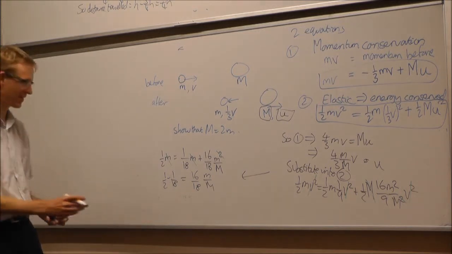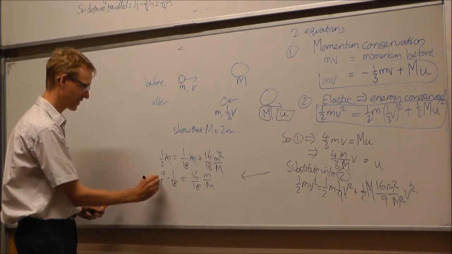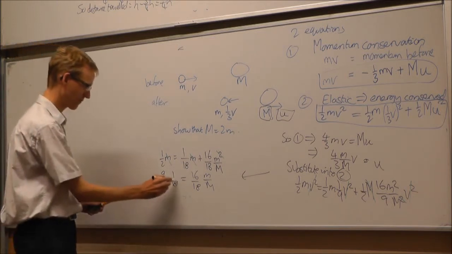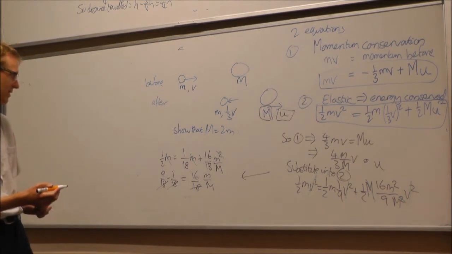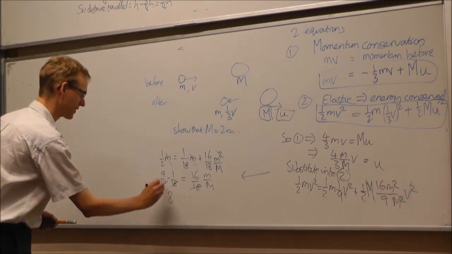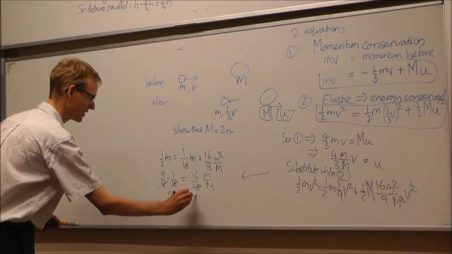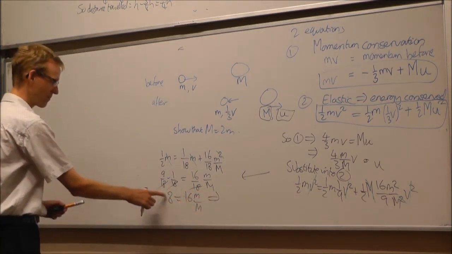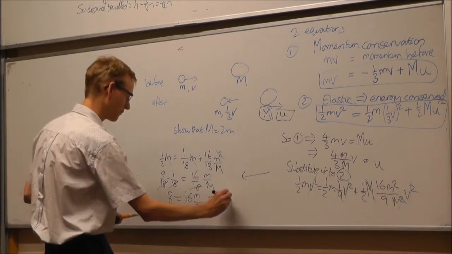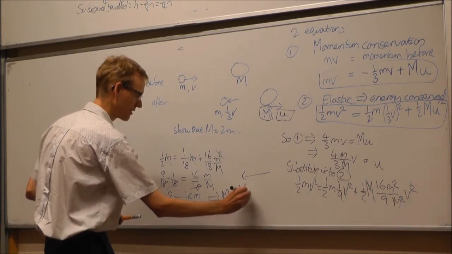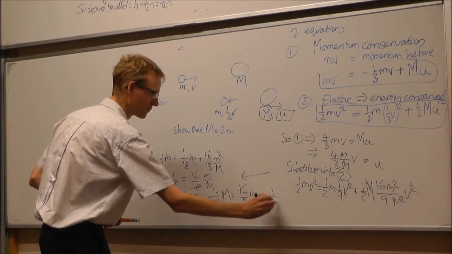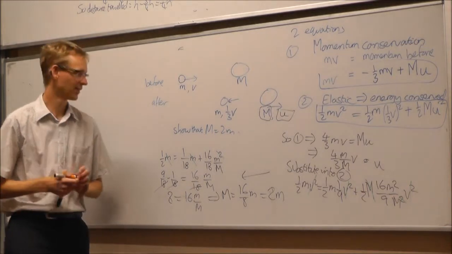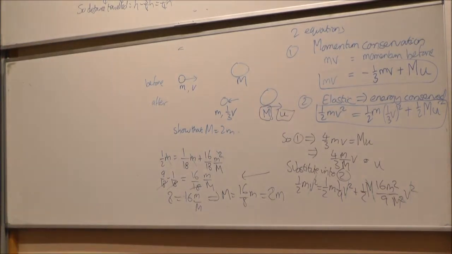Let's make everything 18ths, so 9 18ths minus 1 18th equals that, so we can then multiply through by 18. Oh yeah, 9 minus 1 is 8, 8 equals 16 m over M. So bring the M up, the 8 down, 16 over 8 m, so not half, 2m. There we go. Bit of algebra there.